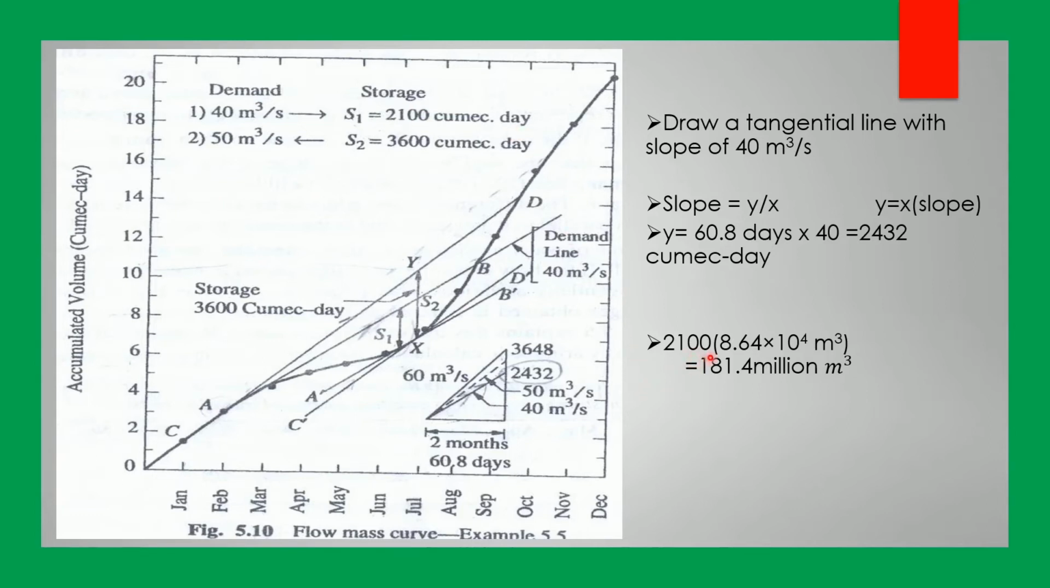We look for the maximum value of storage 1, which is 2,100 times 8.64 times 10 to the power of 4 m³, which is equal to 181.4 million m³.